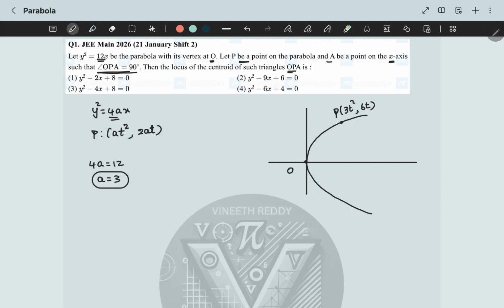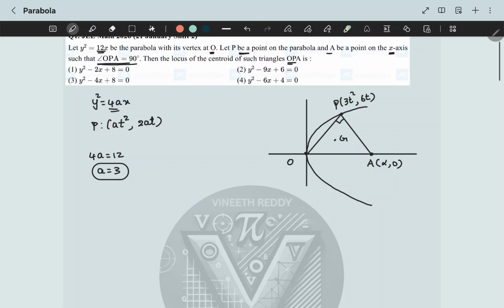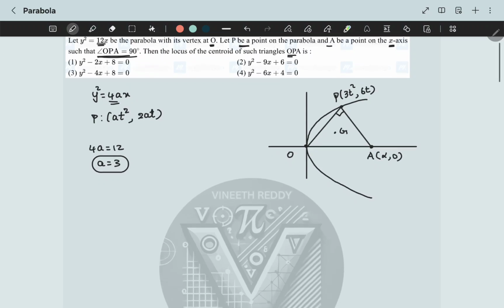Now A is any point on the x-axis, something like this. Let us take the coordinates of A as alpha comma 0. Now they are telling that angle OPA is equal to 90 degrees. So the centroid will be somewhere here. Then the locus: as P varies, A also varies, and that means the centroid also shifts. So we need to know the trajectory of G, right? That's what we are interested in. So we'll do one thing. Let us assume the coordinates of G as h comma k.